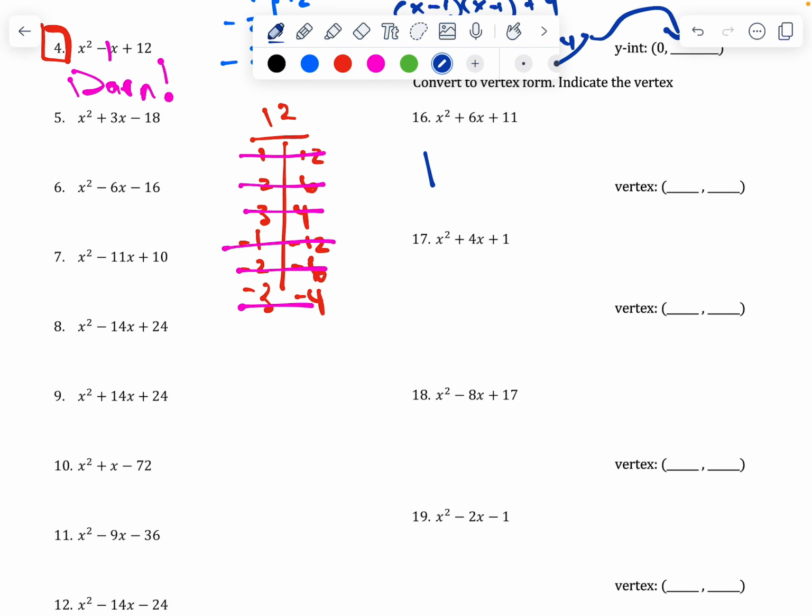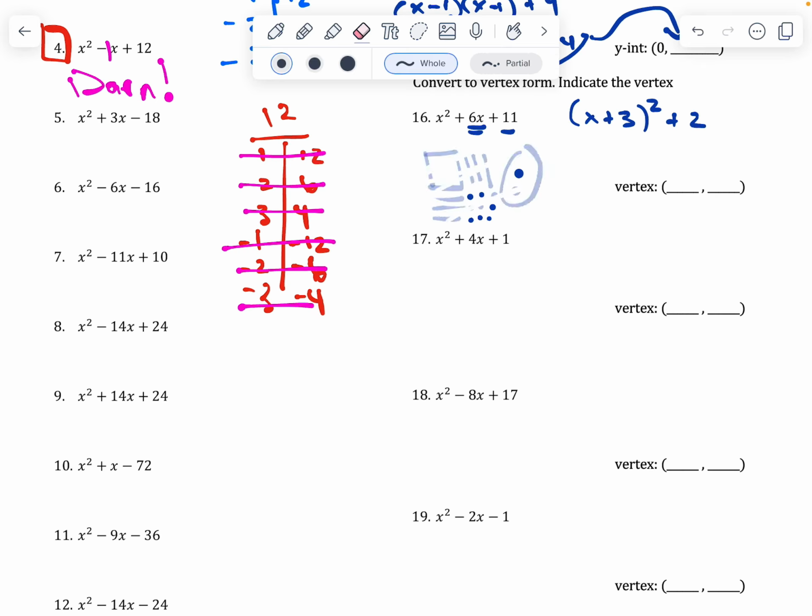So this guy, you have your x squared, 6 x's, and 11 dots: 1, 2, 3, 4, 5, 6, 7, 8, 9, 10, 11. So the way we're going to write this is x plus 3 squared plus the 2 that didn't fit inside the square. Now I'm going to show you another way of doing this that doesn't rely on dots and boxes.